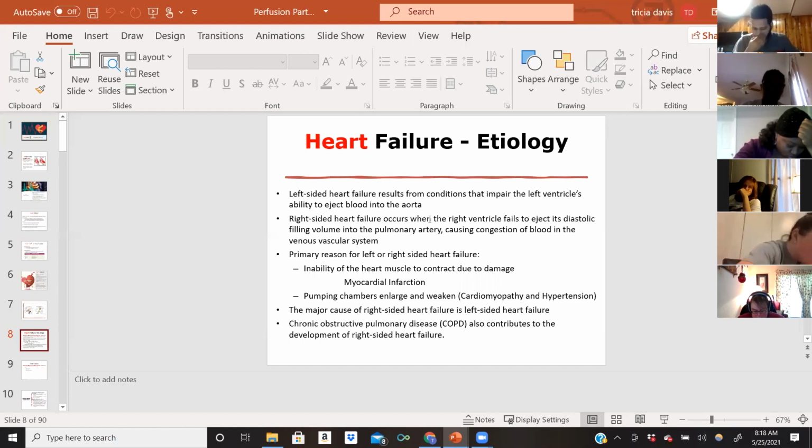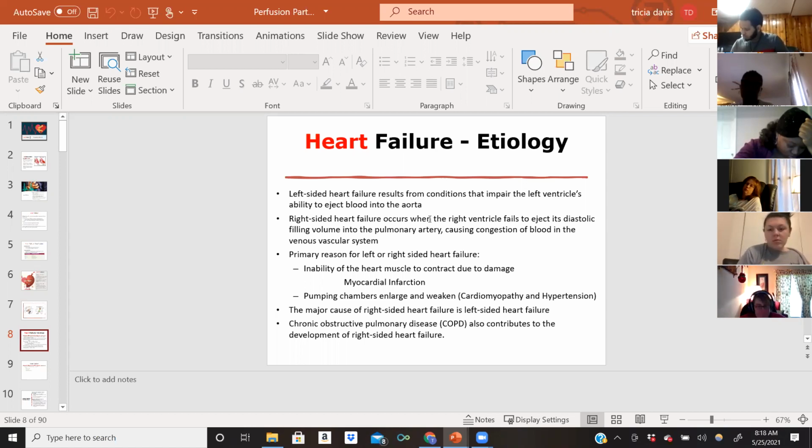So when we see left or right-sided heart failure, the primary reasons are usually because the heart muscle cannot contract properly due to some type of damage. We might think of a myocardial infarction, where there's been ischemia to the heart, and a part of it is actually necrotic and it's died, so it's not going to be able to contract properly. Or it can be an issue with the pumping chambers, so they can enlarge and they can weaken. So this is what we talk about when we see patients that have cardiomyopathy and hypertension.